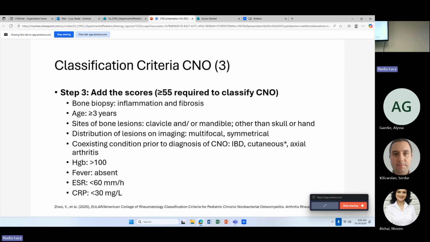And then as far as other things, fever, if it's present, should be low grade, but if it's absent, it's even more helpful because it kind of speaks against the other conditions. And then levels of hemoglobin, ESR, and CRP are listed there. Those cutoffs are really meant to try to exclude infection and malignancy.